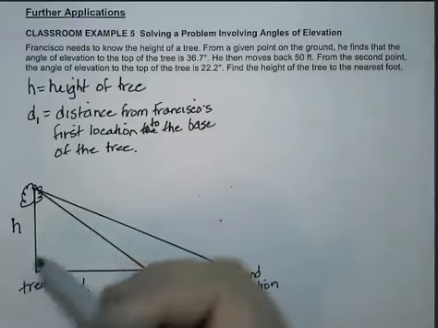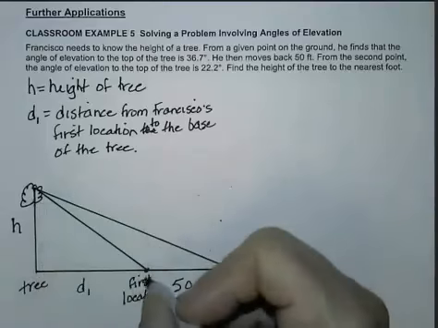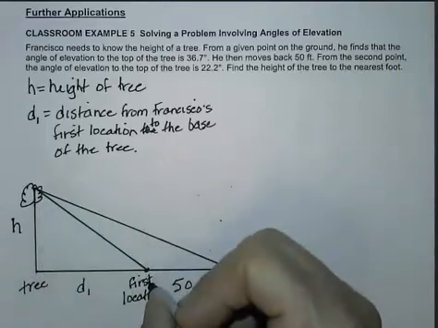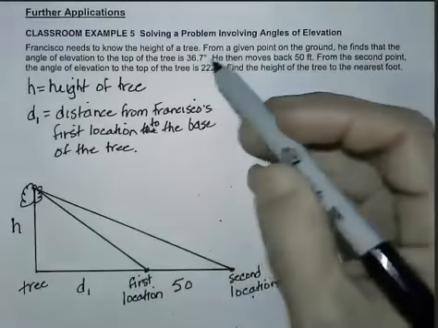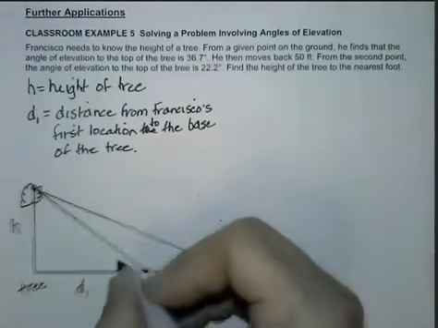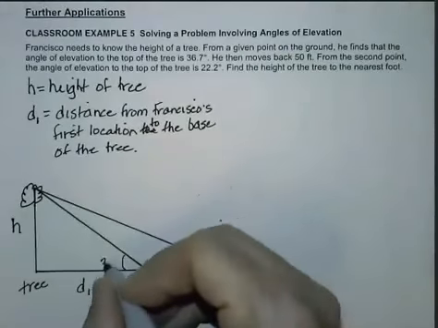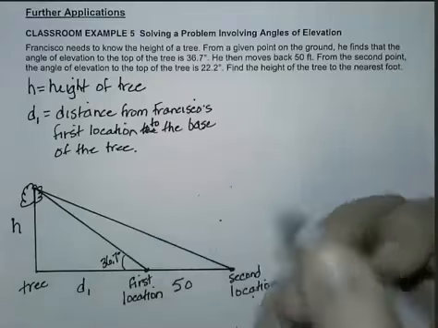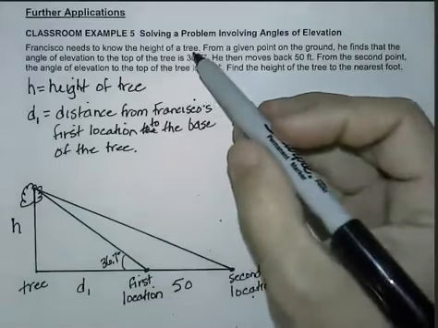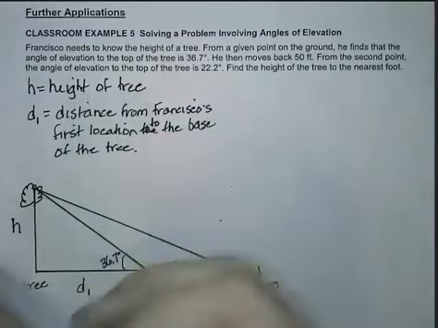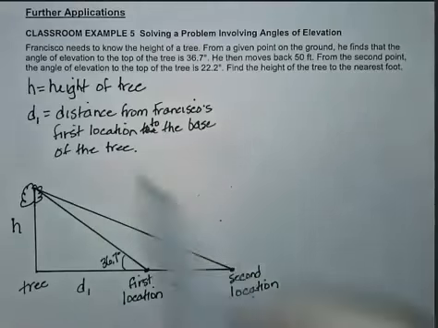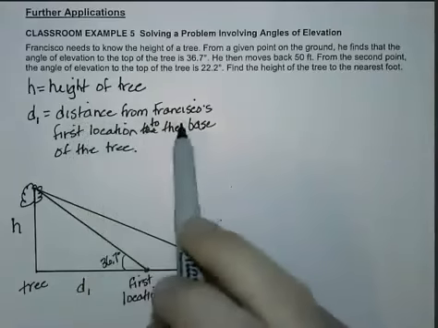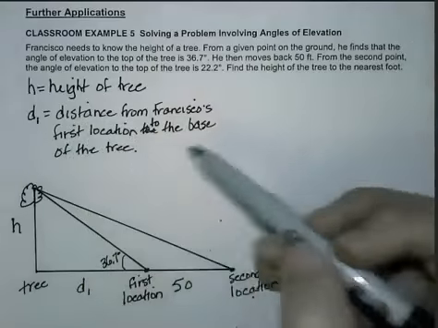Now here's my picture. So here's the tree. Here's his first location where he was standing. We don't know how far that was because the problem didn't tell us, but it does tell us that the angle of elevation from there to the top of the tree is 36.7 degrees. And since he's trying to find the height of the tree, I decided to make that h. So here's my h in my picture. And I wanted to set a variable for this distance since I don't know that. So that's d1, the distance from his first location to the base of the tree.